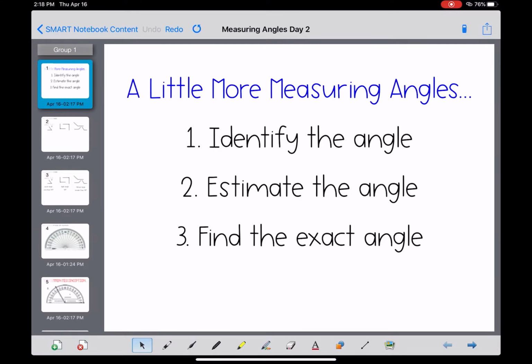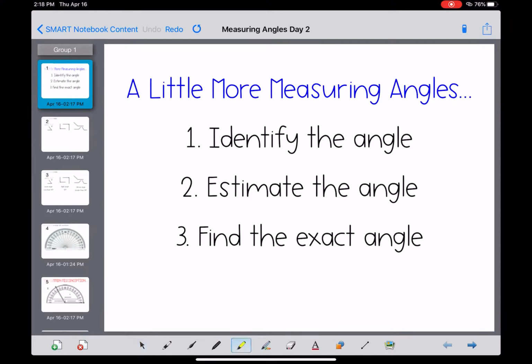So, today we're going to talk a little bit about naming angles, which we did earlier last week, and then we're going to talk about what the general measurement of each of those angles is, which will help us reason to an exact measurement using a protractor. To get started, we have 3 steps we're going to be using today, and those will be the same steps that you're going to take when you get to the quiz.